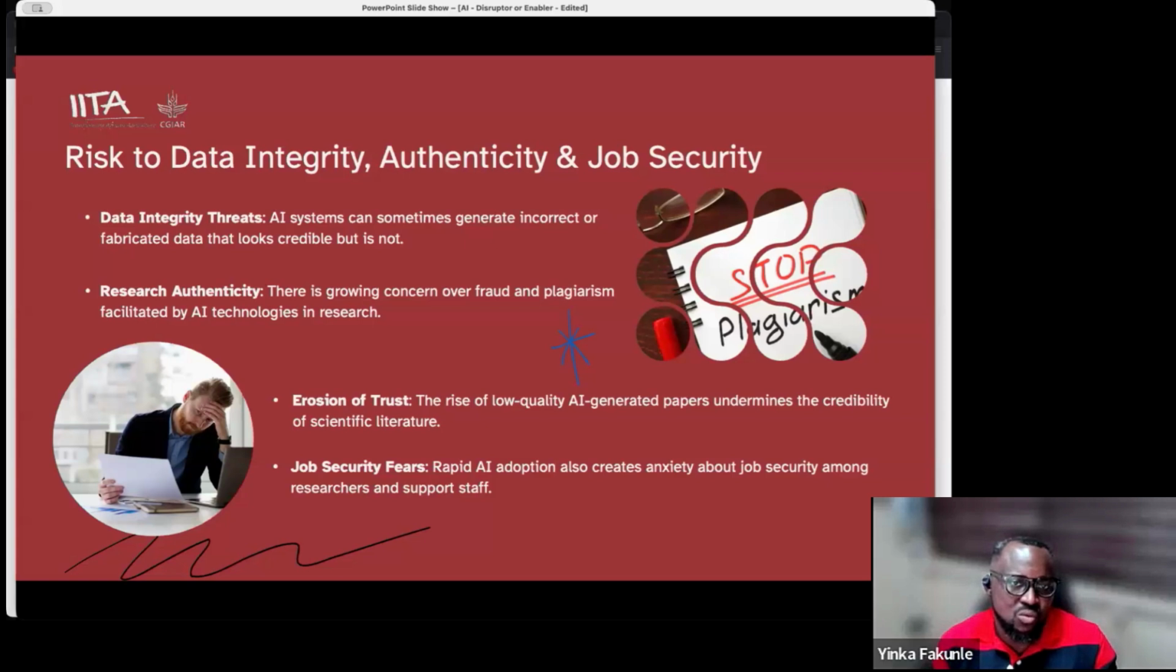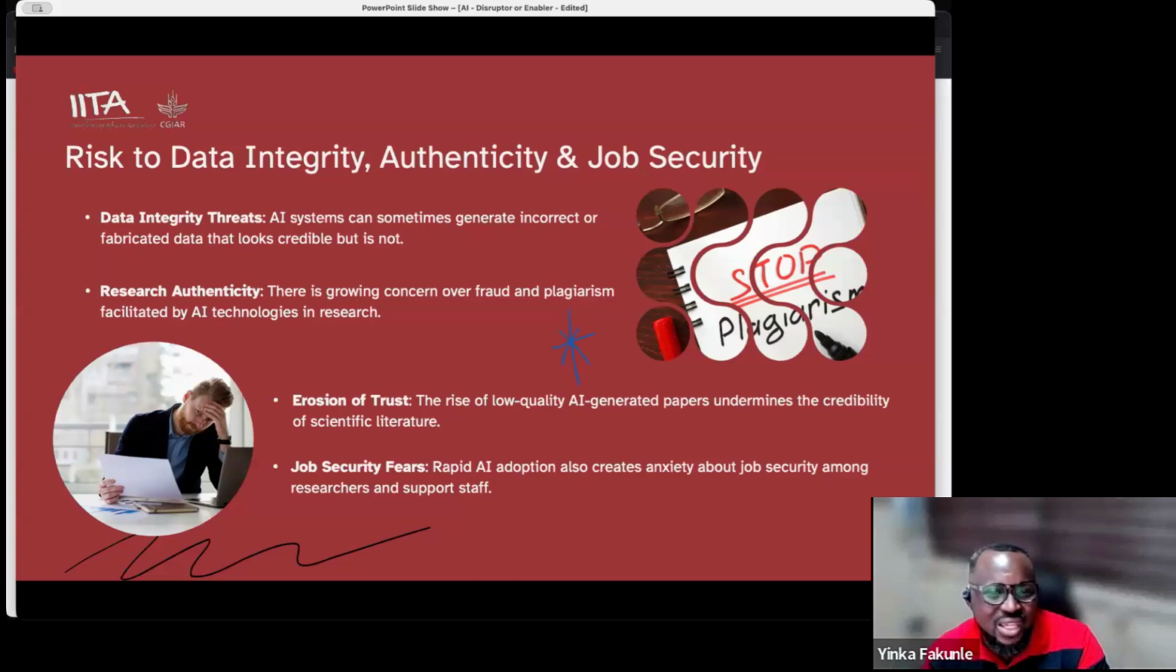For example, we're talking about the fear about job security. So first, AI can sometimes generate information that is incorrect, or even completely fabricated, and yet it's going to look plausible. This is what we call AI hallucination, which means total mistake. For instance, ChatGPT might confidently give you a statistic or a reference that it just made up.